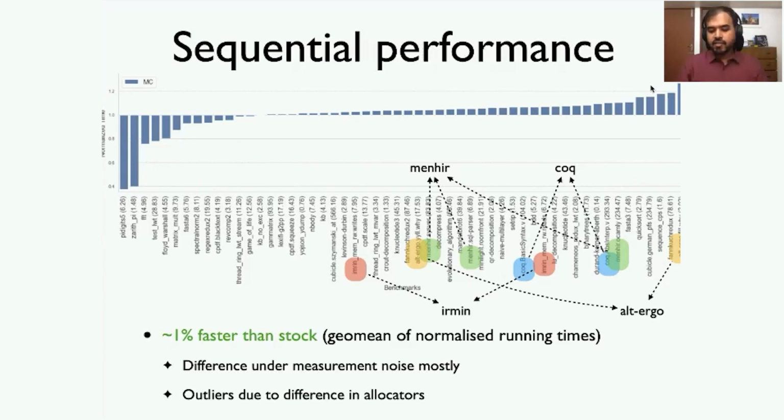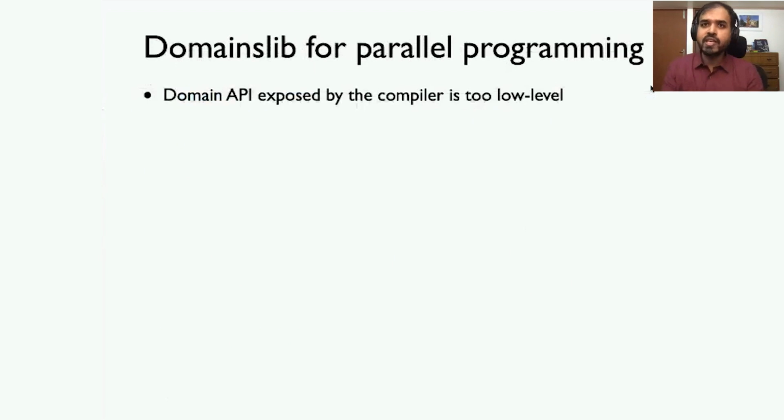But this is sort of evidence of the performance and backward compatibility that we wanted to achieve. Okay, that was a sequential program, right? And the whole reason for building Multicore OCaml is to write parallel programs.